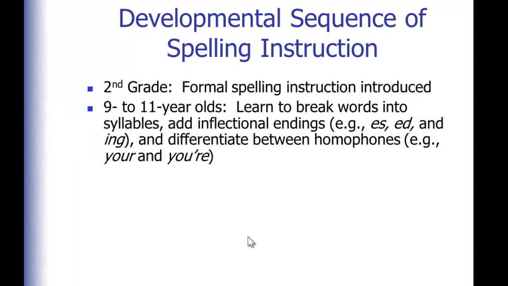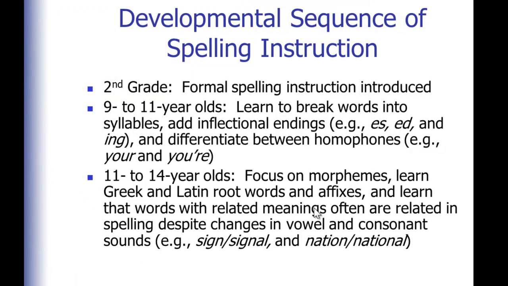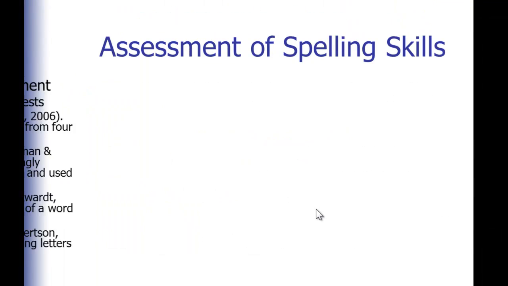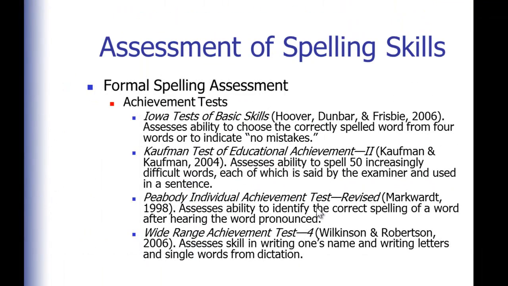Second grade is when formal spelling starts, and then 9 to 11-year-olds is where they learn to break words into syllables and stuff. And then 11 to 14, they start to focus on those morphemes and endings and stuff. Okay, and here's the spelling.